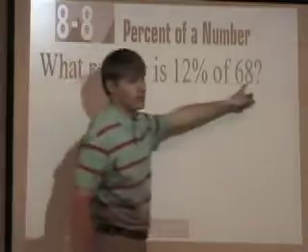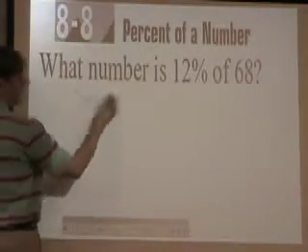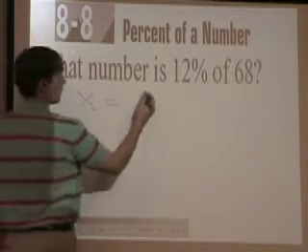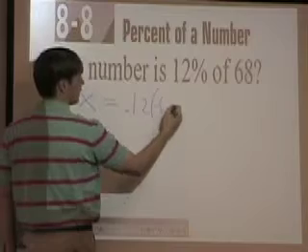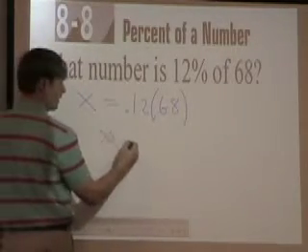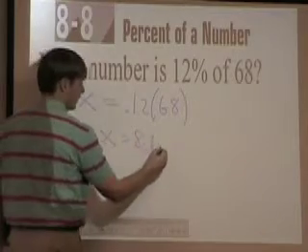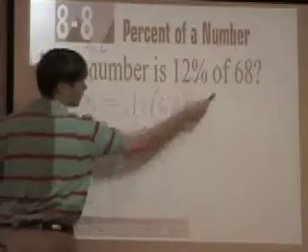What number is 12% of 68? What do we put for what number? X. Is means equals. 12% is 0.12 as a decimal, times 68. What is 0.12 times 68? 8.16. So X equals 8.16. So then up here you write 8.16 is 12% of 68.